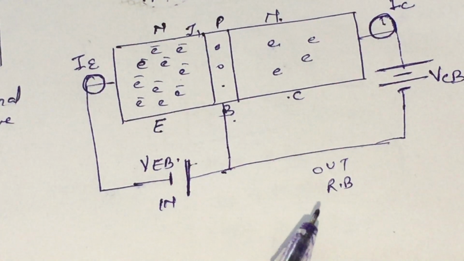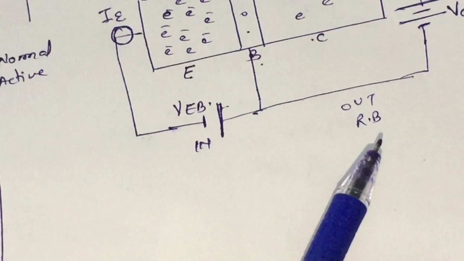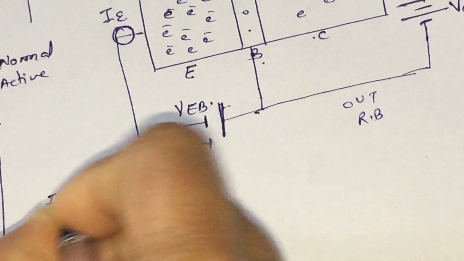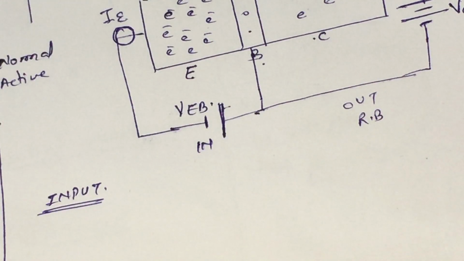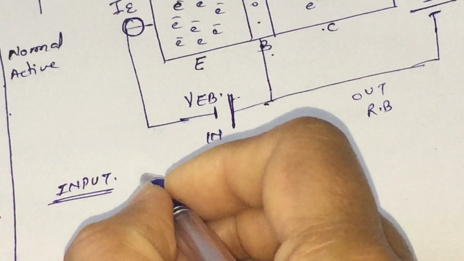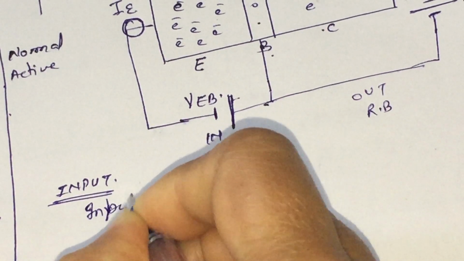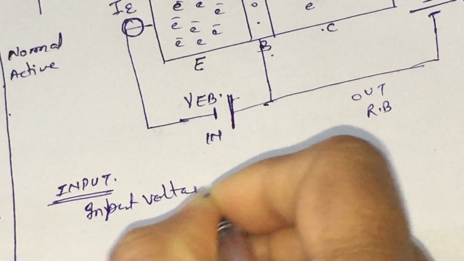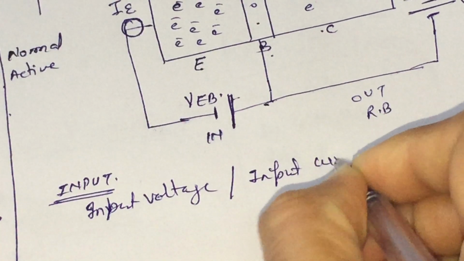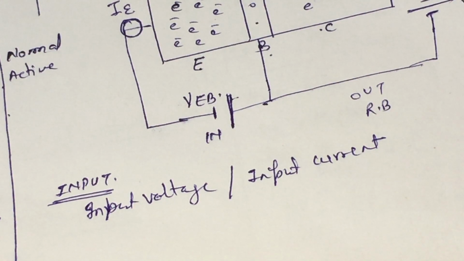Now we will deal with the common base transistor characteristics, and the first characteristic is our input characteristic in common base transistor. In input characteristic, we study input voltage versus the input current, so that no other factor affects the input current.